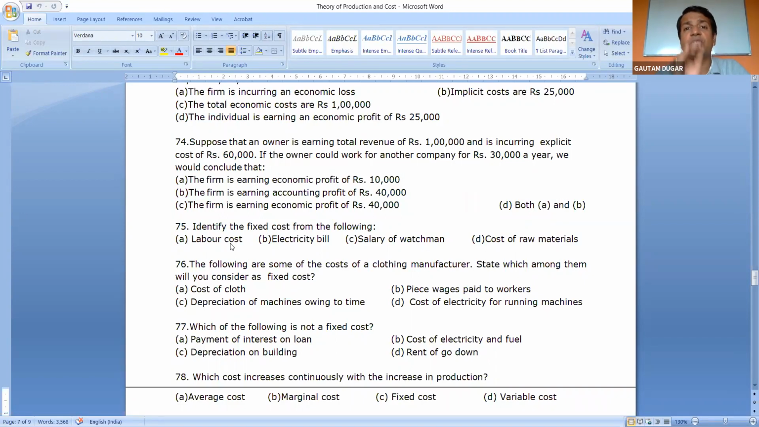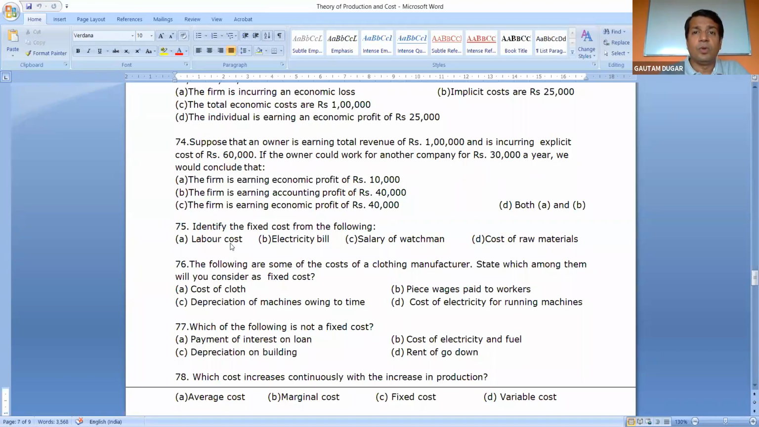Fixed cost is what? Which will not vary with the level of production. The salary of the watchman, the salary of the permanent staff, rent of the factory, interest on borrowed capital. These things do not vary with the level of output. So for 75, yes, the correct answer is C. Even if it's not directly related to production, that does not matter. Salary of watchman here means, remember the difference between salary and wages. Salary is paid to the permanent staff.